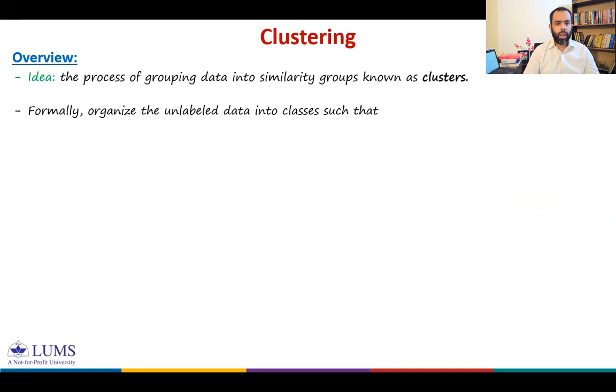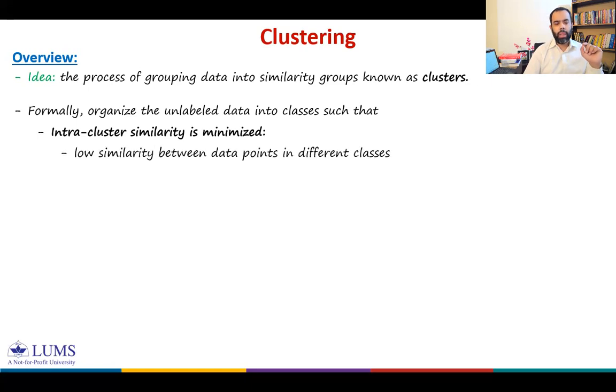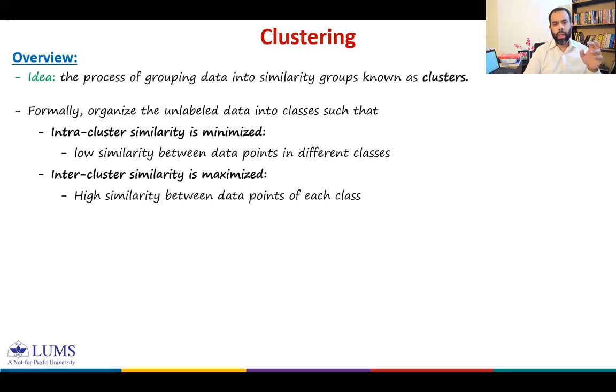So formally, clustering means organizing the unlabeled data into classes such that intra-cluster similarity is maximized, which means the data points inside one cluster have high similarity, and inter-cluster similarity is minimized. It means we have a high similarity between data points of each class, and the similarity between clusters is minimized, while the similarity between data points inside the cluster, the intra-cluster similarity, is maximized.